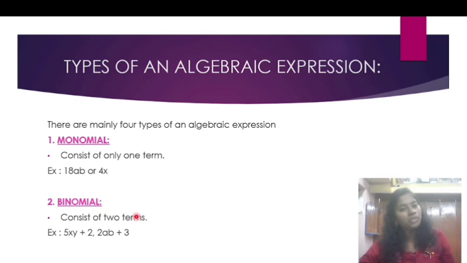Okay, so there is one more type, binomial. What is the binomial? The binomial is simply a type of algebraic expression which consists of two different terms. Here we can see examples: 5xy plus 2, 2ab plus 3. 5xy plus 2 is the combination of two different terms, 5xy and 2. And 2ab plus 3 is the combination of two different terms, 2ab and 3.